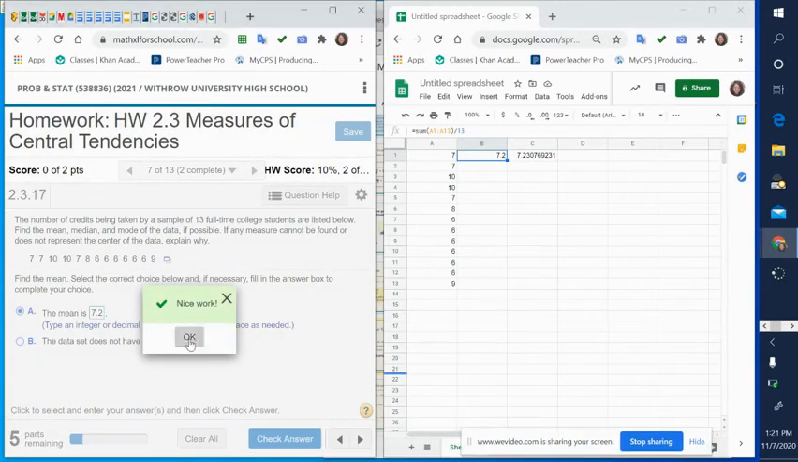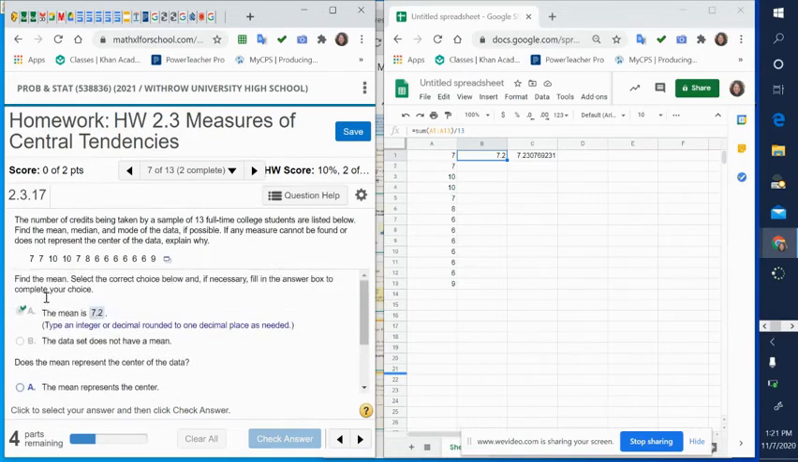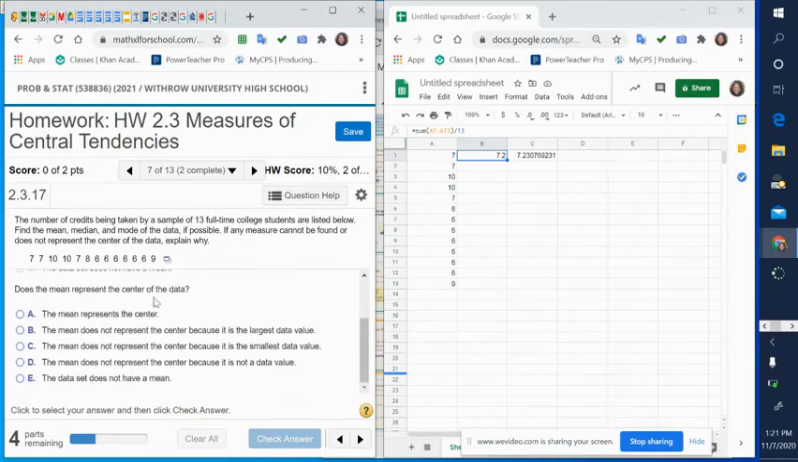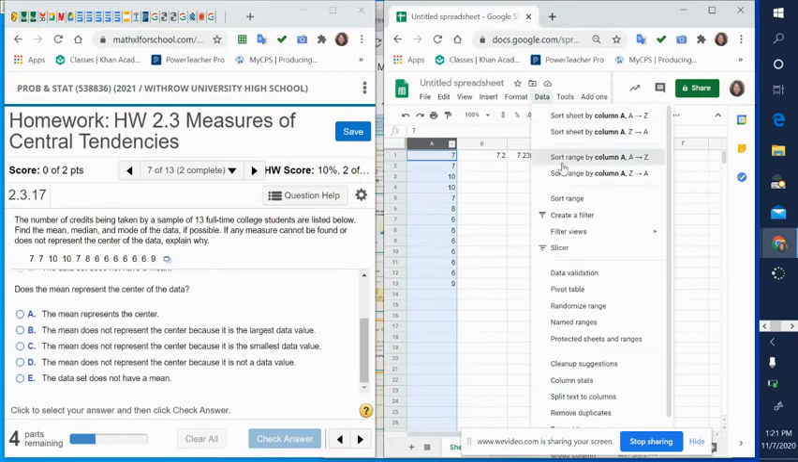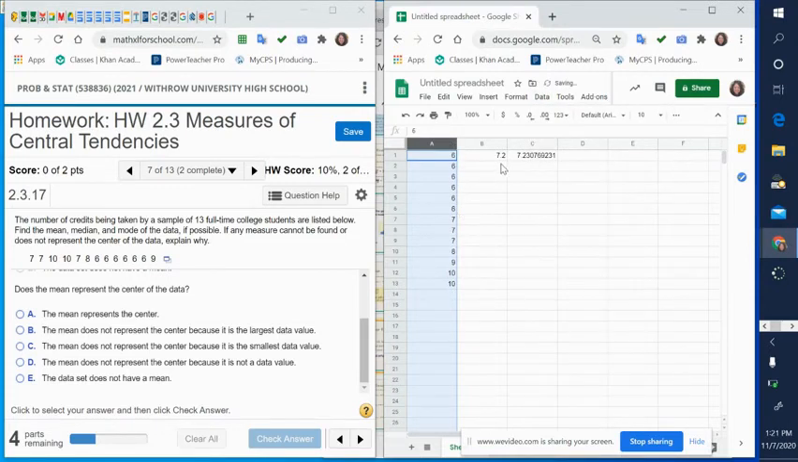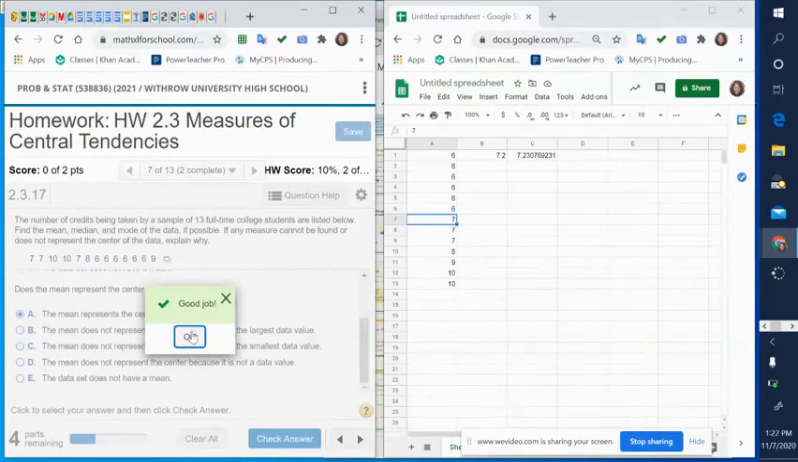So far, so good. Okay, so now it says, does this mean represent the center of the data? I don't know. Does it look like it's in the middle of all this? Let's see. What if I just put them in order and see? Data, sort range. Is 7.2 kind of in the middle? Well, yeah, that's not too bad, right? There's a whole bunch of sixes here, and then, yeah, that's kind of in the middle. 7.2 would be somewhere around here, just kind of in the middle. So, yeah, I'll say sure. Sounds good. All right, thanks.